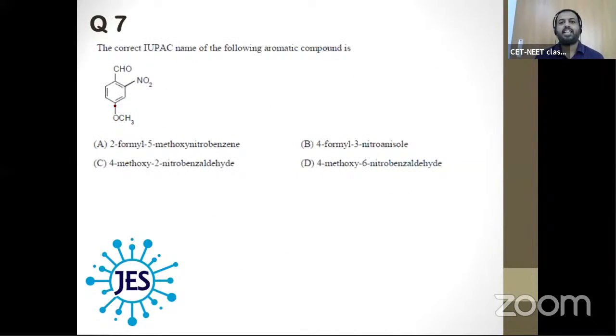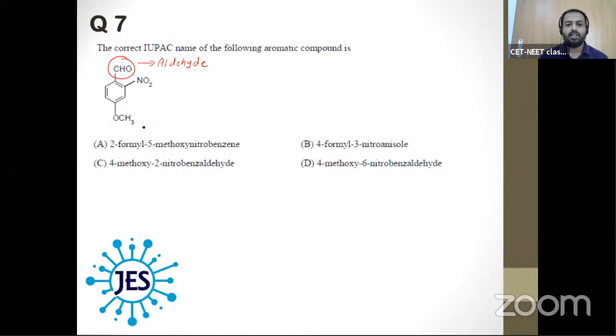The correct IUPAC name of the following aromatic compound is. See, this is an aromatic compound. And today we learned the rules for naming aromatic compounds. Here, there is an aldehyde functional group. In naming aromatic compounds, IUPAC has one more convenience. What is it? Some common names of the compounds are adopted as official IUPAC names.